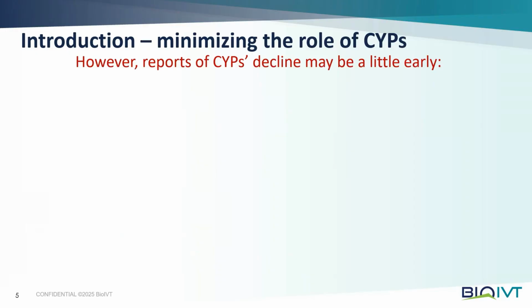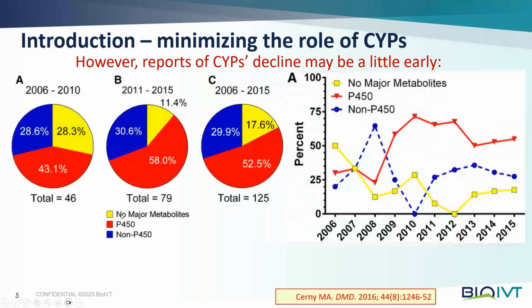So I do think that in spite of all the work that's been done in medicinal chemistry over the last 20 plus years, reports of P450 decline in drug development may be a little bit early. Granted, this is a look back. This is a 2016 paper, and they're looking at different periods of time from 2006, 2010, 2011, 2015, and then the entire period.